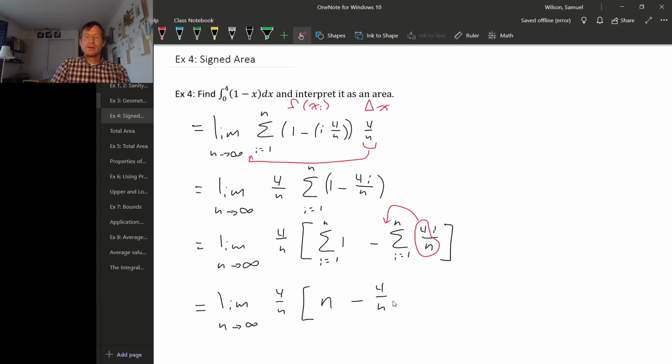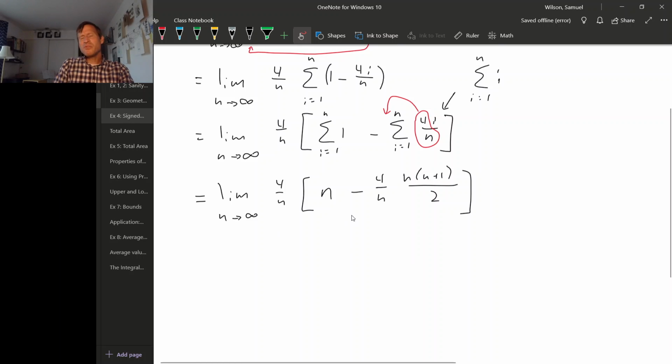over n. Okay, now this piece, the sum from i equals 1 to n of i, there's a nice formula for that. And that was n times n plus 1 over 2. All right, so now we've evaluated the sums. Now we need to maybe simplify this and then evaluate the limit. To simplify this, I think what I'm going to do is distribute this 4 over n. I know I factored it out a minute ago, but now I want to distribute it.